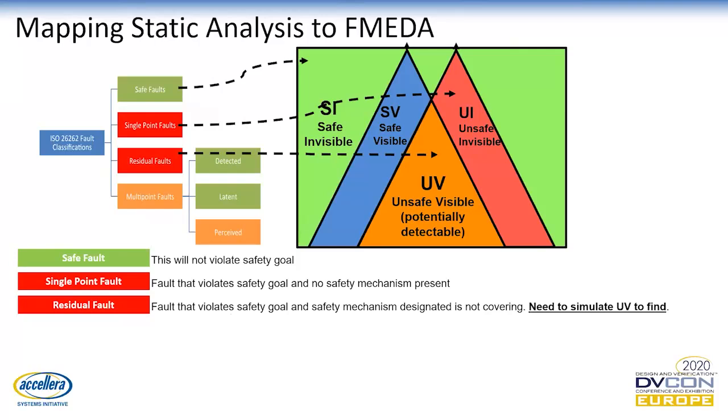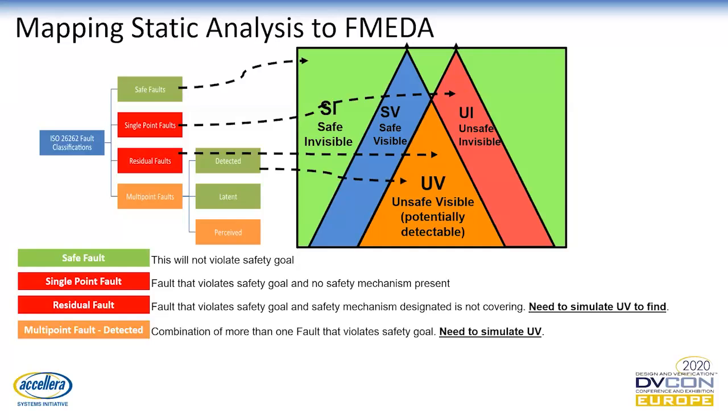They violate the safety goal, and there is a safety mechanism present, but this safety mechanism is not covering all the faults. They are residual within the design, invisible, right? So we need to simulate further UV to make sure that these potentially detectable faults have further been segregated into residual faults. Multi-point fault detected, again UV need to be simulated.